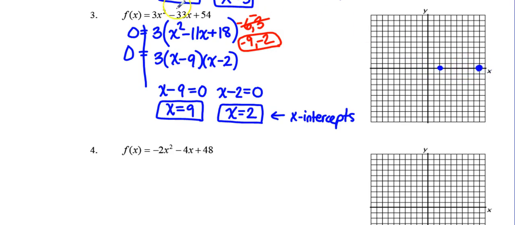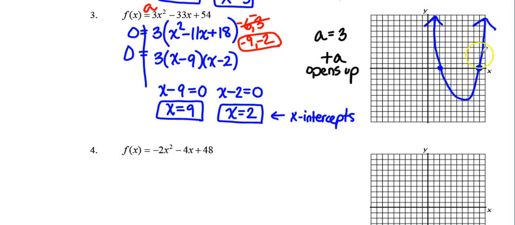And then I look at A. A is 3. Is that positive or negative? That is positive, so I know that the graph is going to open up. Our quick sketch is complete.